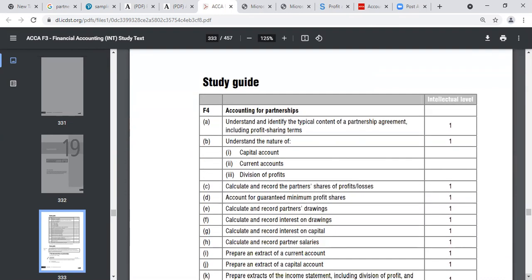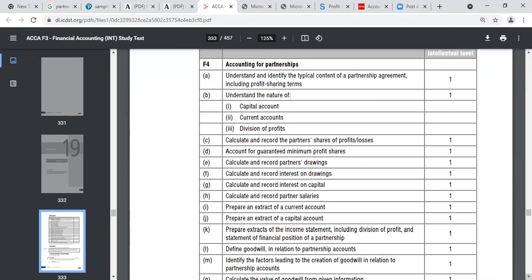Here we will try to understand what partnerships are, but also appreciate that one of the key documents for partnerships is the partnership agreement. Yours is also to understand the contents that could be in a partnership agreement, okay? When we speak about a partnership agreement, we mean the terms and conditions under which the different partners will operate, okay? Most importantly, the profit sharing terms. So that is very key. We shall also try to understand capital accounts, current accounts, and how we're able to divide profits as well, okay?